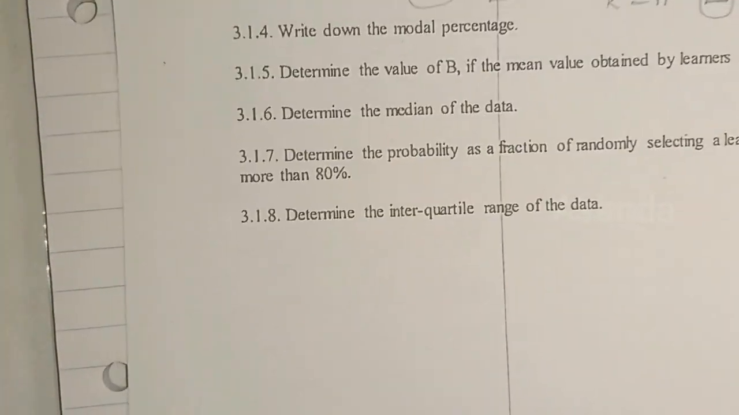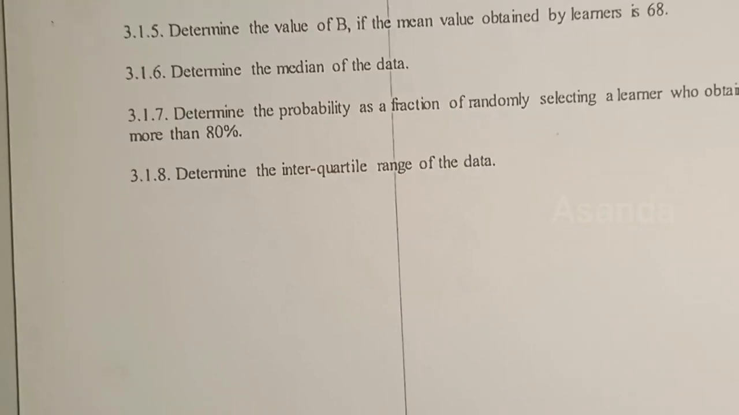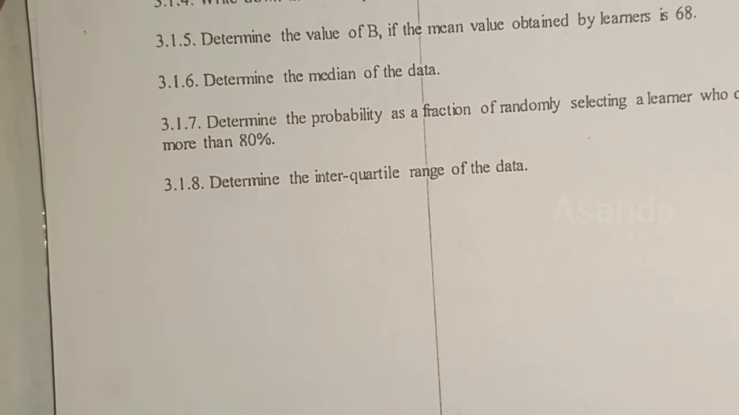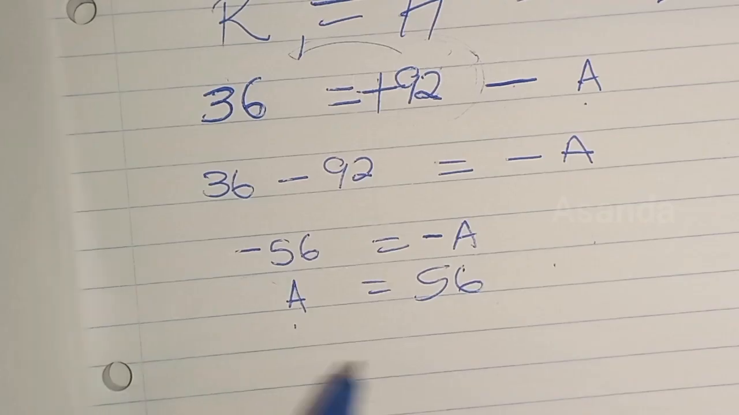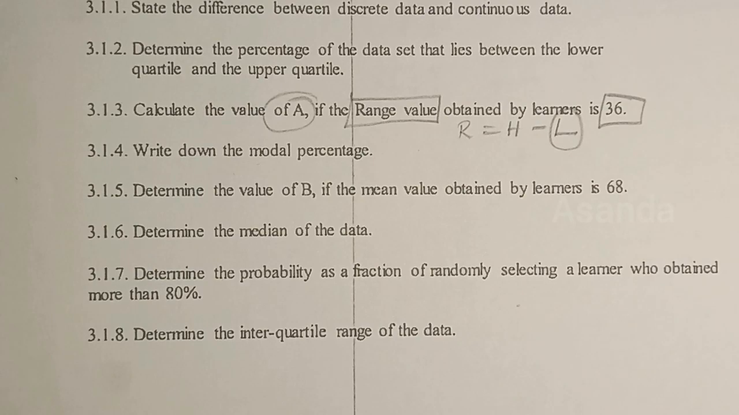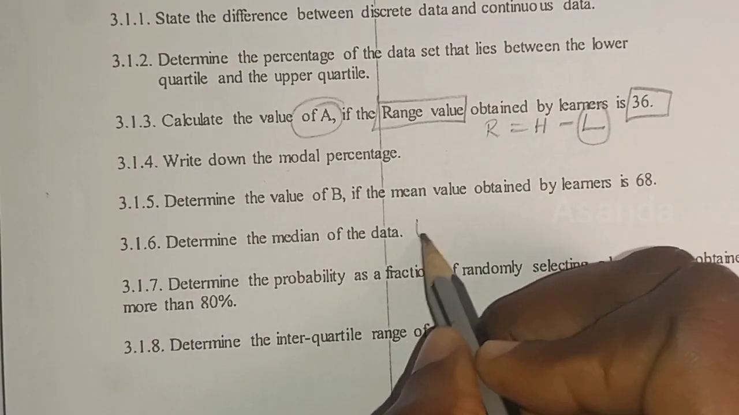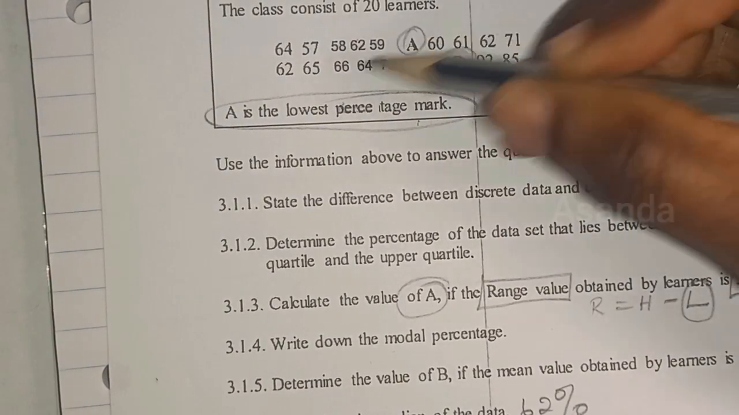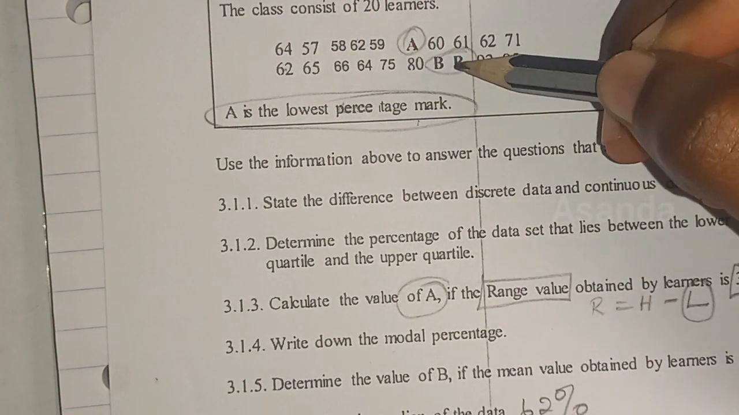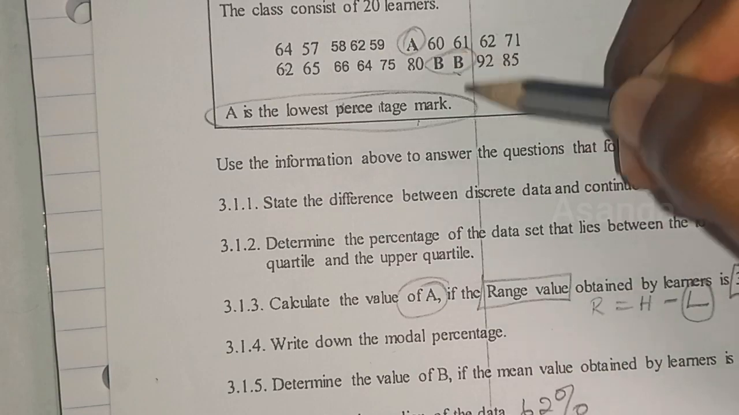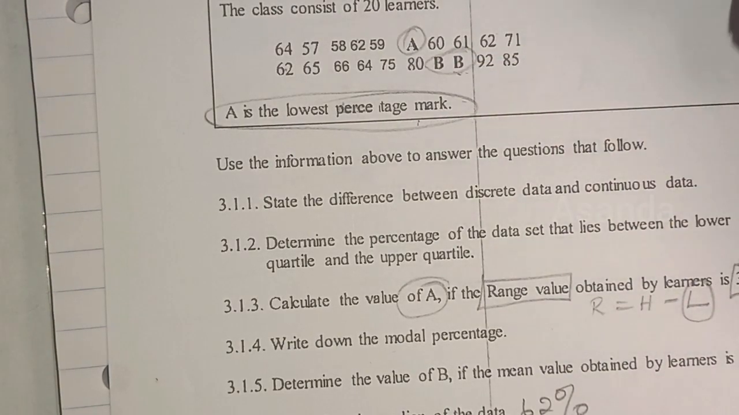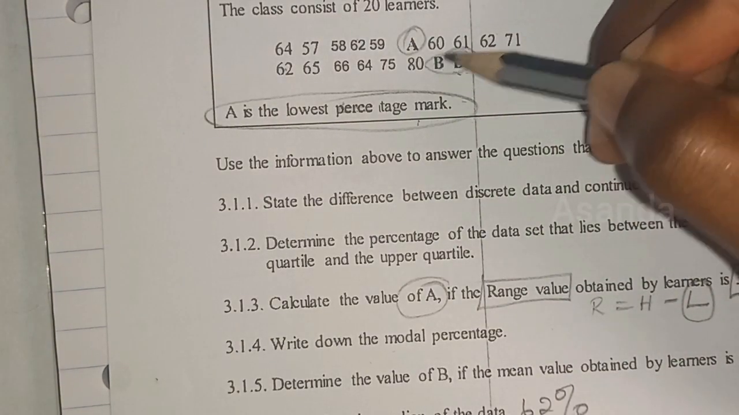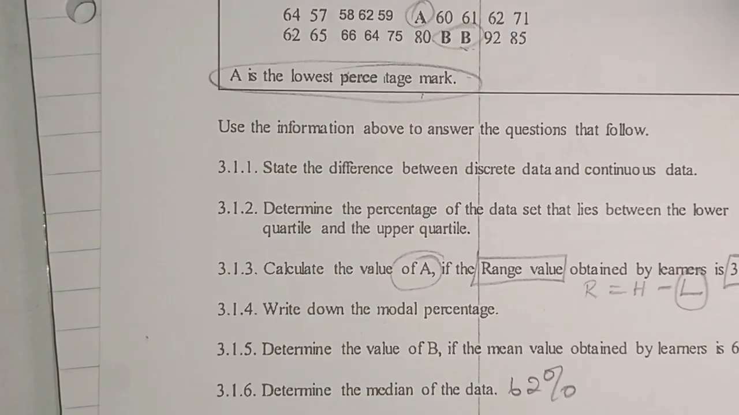Okay, so next one, write down the modal percentage. What is the modal percentage? So I'm going to go ahead and say the answer here is 62%, because I can see there's 3 of them. 1, 2, 3. So I'm going to say that's the one, because B appears twice. Whatever number, if B is 10%, it's twice. Okay, if it's 40%, it's twice. So 62 is the third one.